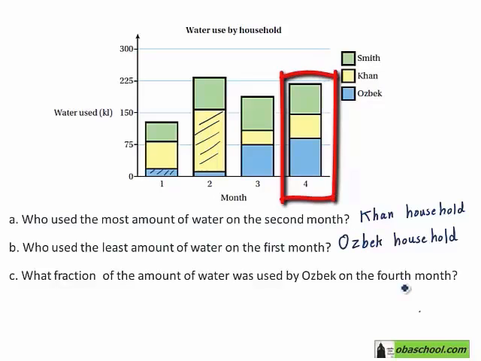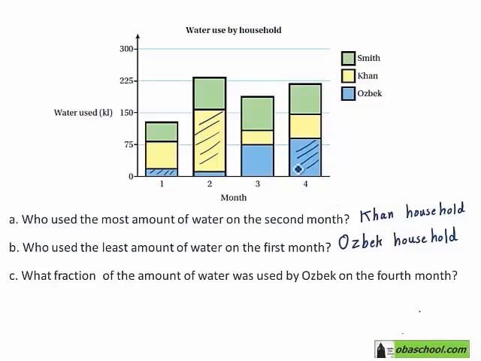Now, part C says what fraction of the amount of water was used by the Ozbek on the 4th month. And so, what we're going to have to do is to extract the total and the fraction of the blue chunk. Now, this is the blue chunk right here, representing the water usage for the Ozbeks during month number 4. And the whole bar represents the total for all 3 households, the Smith, Khan, and Ozbeks. And so, let's go ahead and find the total first.